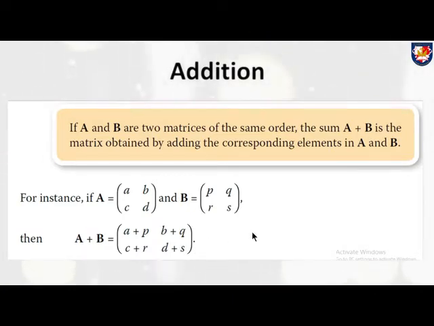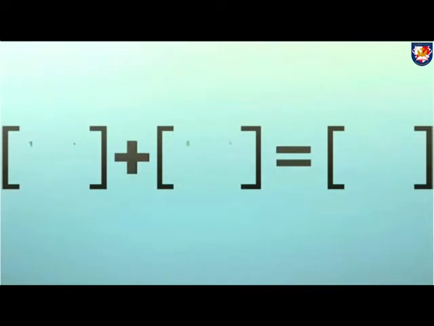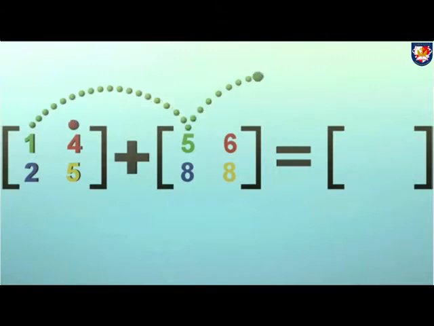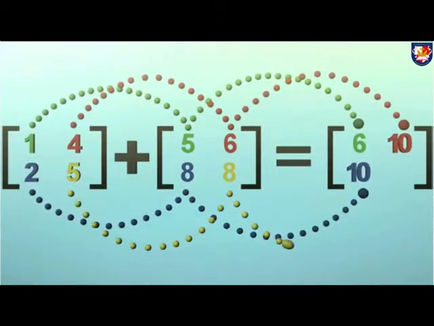For example, for addition, it's quite simple. We just need to add the corresponding element to another element in the other matrix, like 1 plus 5, 4 plus 6, 2 plus 8, and 5 plus 8.